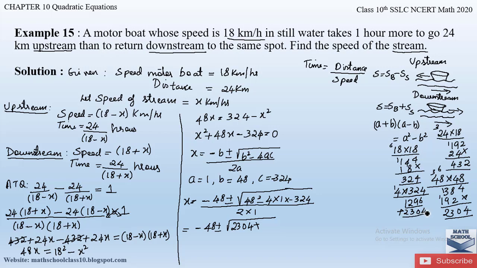2304. So we are left with 6 plus 4 is 10, carry 1. So this is again 9 plus 1 is 10, carry 1. 3 plus 2 is 5, plus 1 is 6, and 2 plus 1 is 3. So this is square root of 36,000. So plus we got 1296 divided by 2. So this will be minus 48 plus or minus square root of 36,000 divided by 2.